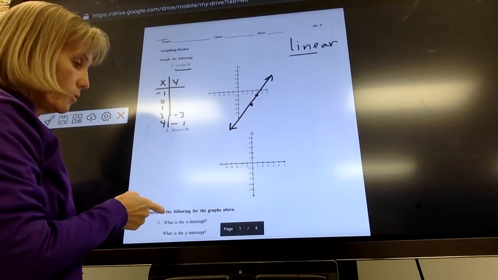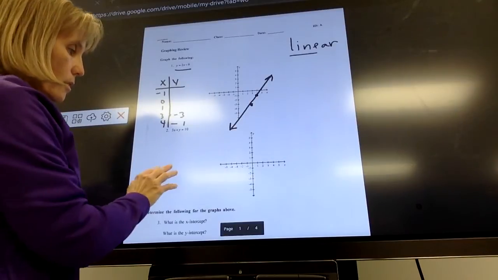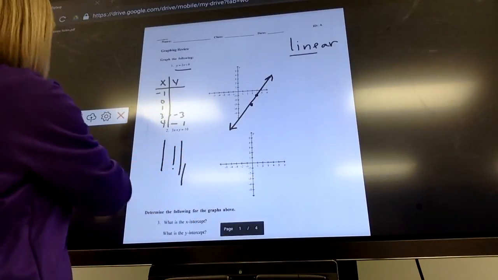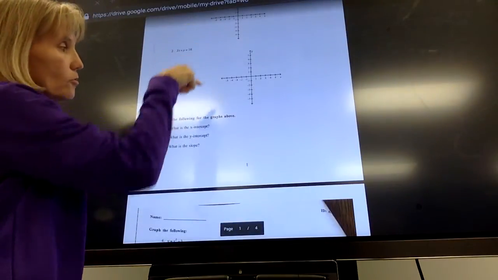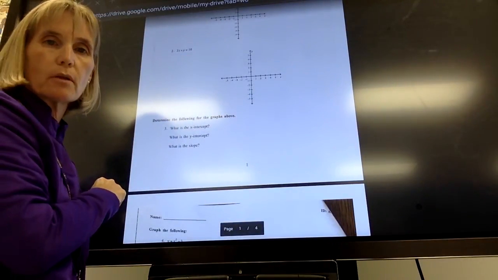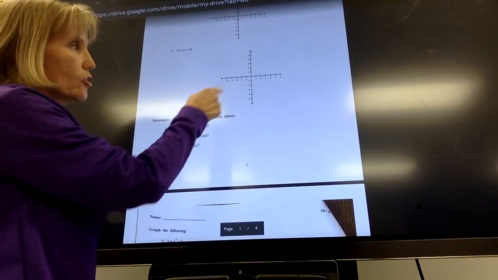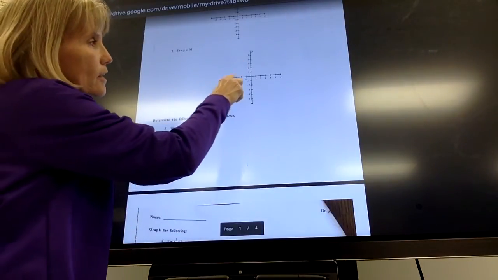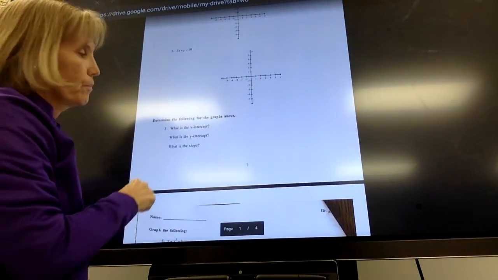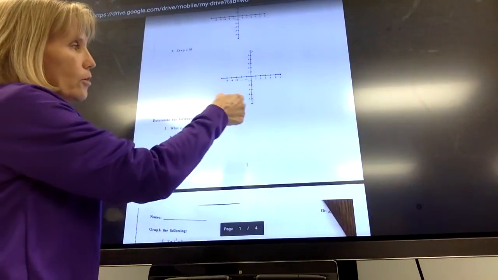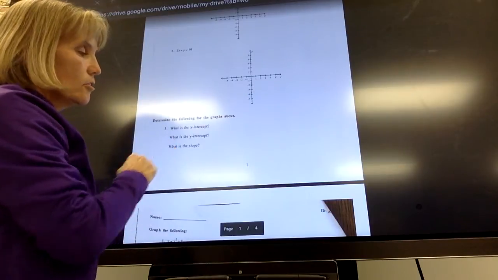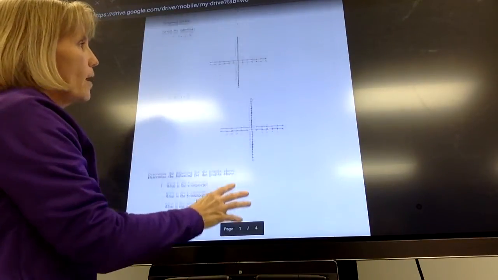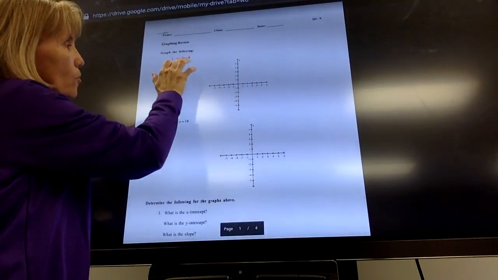Okay, and then I'd like you to be able to answer these questions from those graphs. What is the x-intercept? The x-intercept is the location where your graph crosses the x-axis. Where does it cross? The y-intercept is where does your graph cross the y-axis? That's your y-intercept. And then can you tell me the slope of the line? If you go back up here, this is in slope-intercept form.